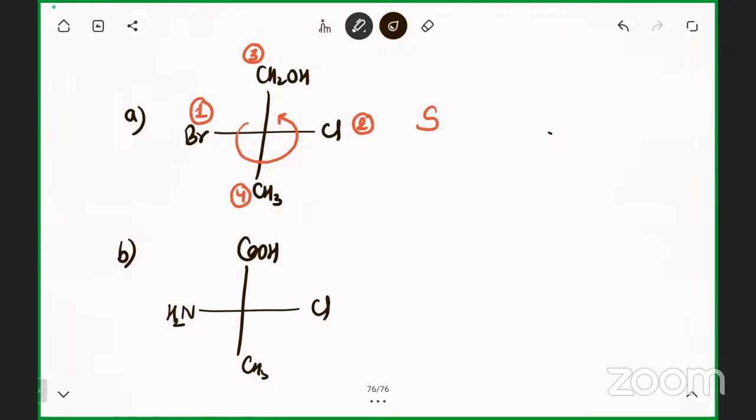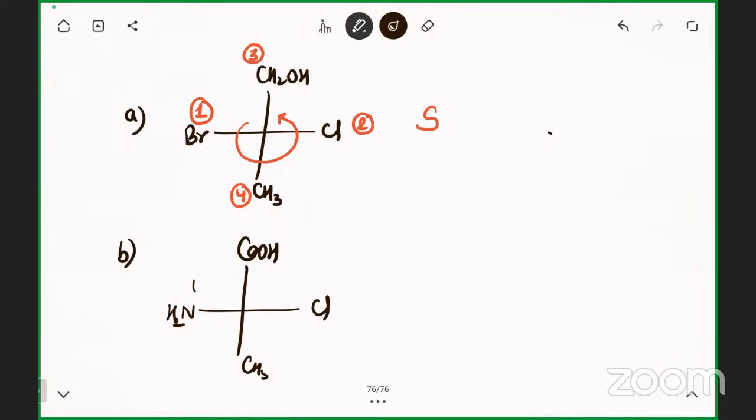Yes. Tell me. S. Anti-clockwise. So you have first priority is given to H2N. I think so. H2N first priority. Okay. Second priority. Cl. Okay. First calculate the mass.